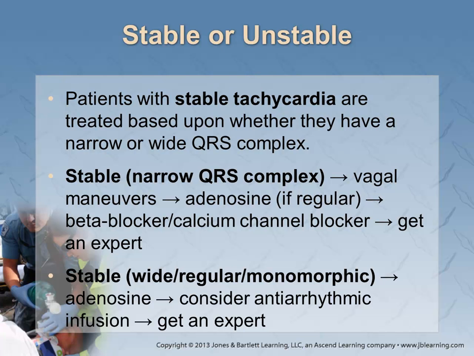So, a stable narrow QRS complex. Again, if you look at your algorithm, you're going to have treatment modalities for narrow complex and wide complex. What's going to fall under narrow complex tachycardias? A narrow QRS, SVT, AFib RVR, and also your sinus tachycardias. So, if symptoms are being caused by the tachycardia, vagal maneuvers. If they don't work, then we're going to do adenosine.